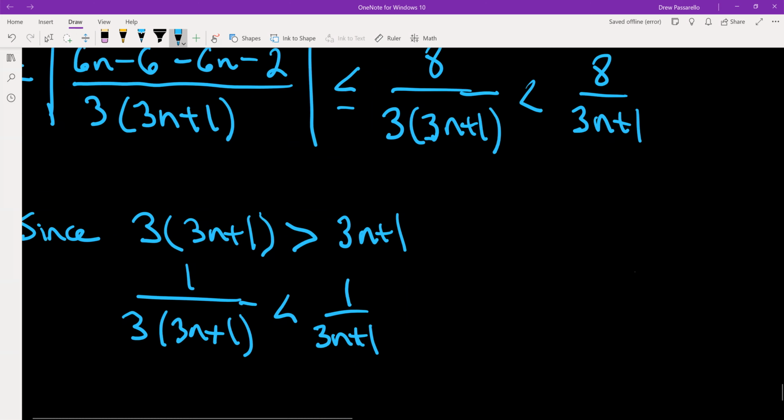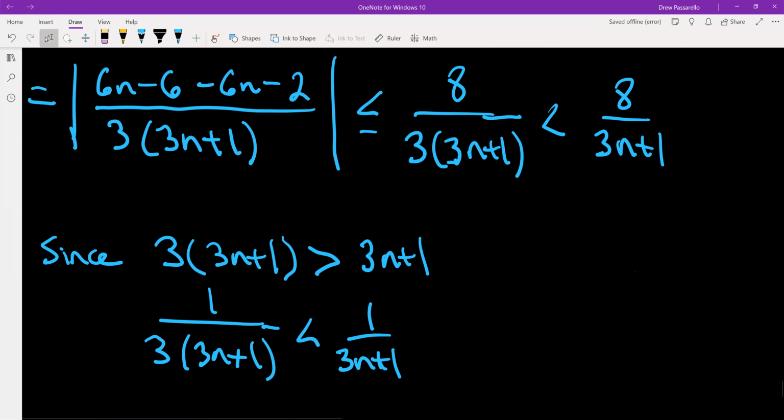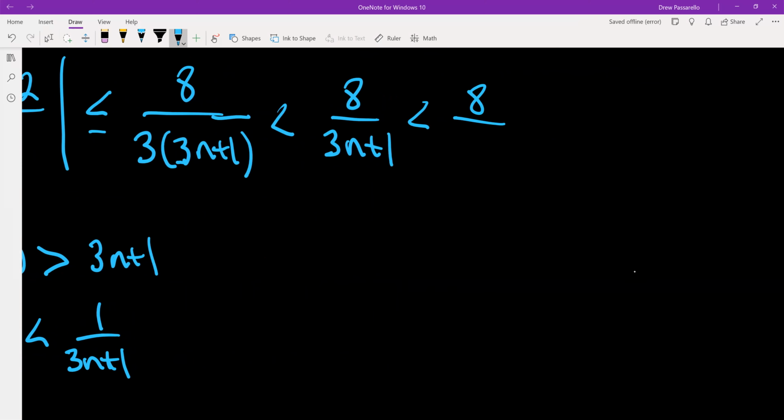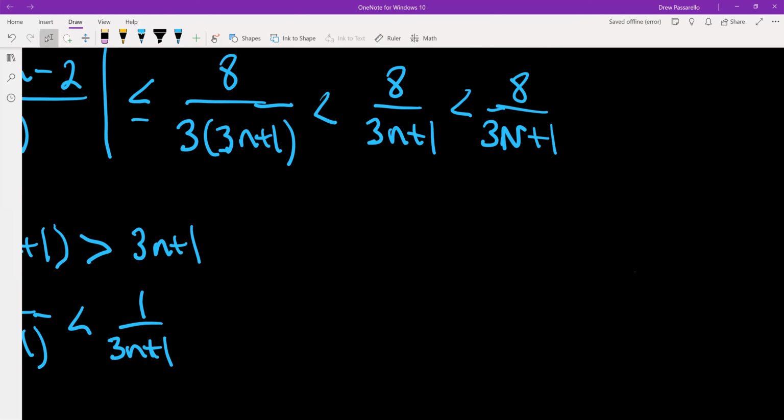And so we know little n is going to be bigger than capital N. So then this 8 over (3n plus 1) is going to be less than 8 over (3 times capital N plus 1). Okay, and we need that to be less than epsilon. We need 8 over (3 capital N plus 1) to be less than epsilon.